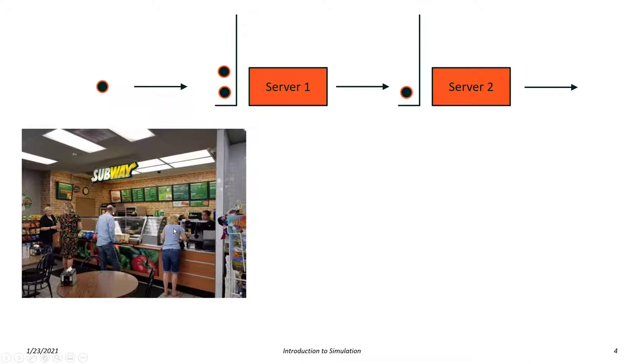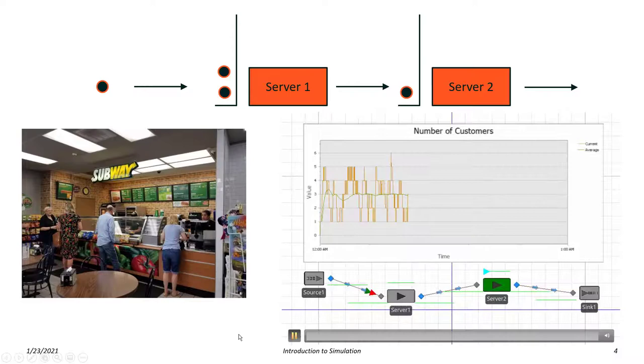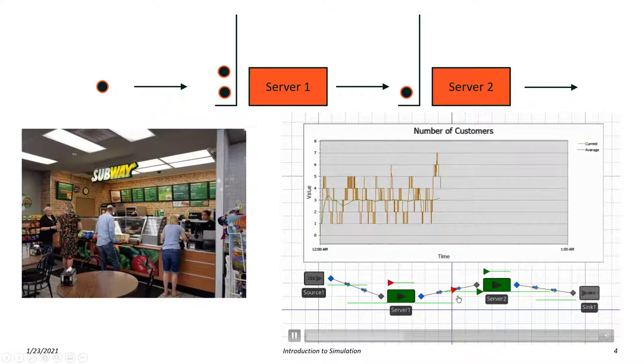When customers arrive, they go to server one, and then they go to server two, and then they enjoy their food. But there's queuing, where when you walk in, you might have to wait if someone else is being served. And once your sandwich is made, you might also have to wait if the person is taking money from another customer. So we have a basic simulation model here of that tandem queuing system. You can see I've modeled my two servers and I've modeled the people, in this case the customers, who are arriving and going to server one and server two. And we have the queuing and so on.